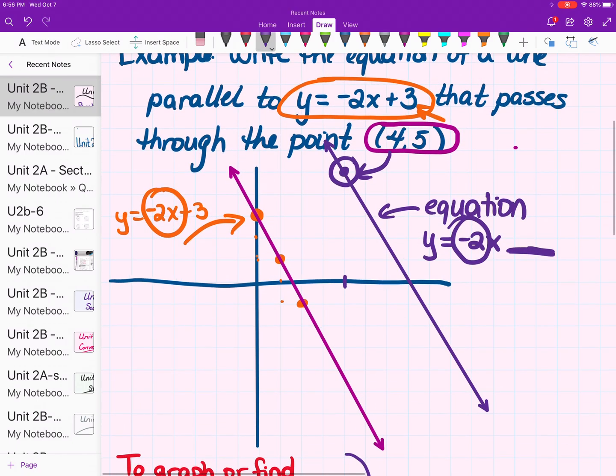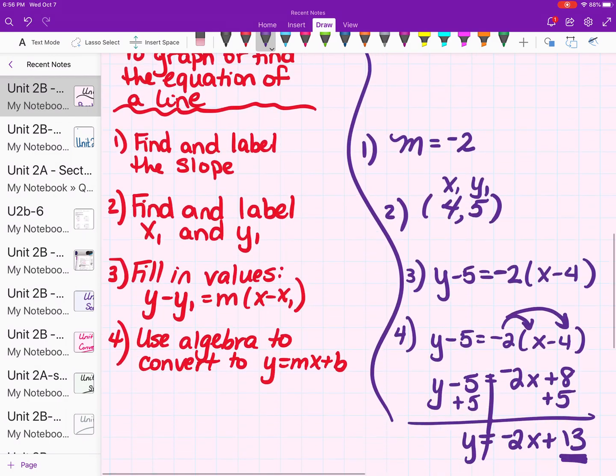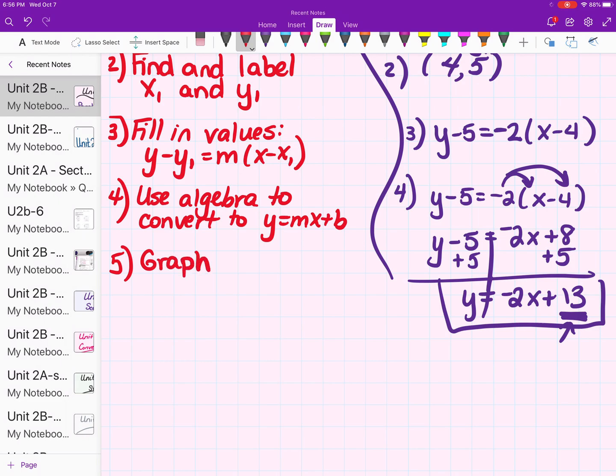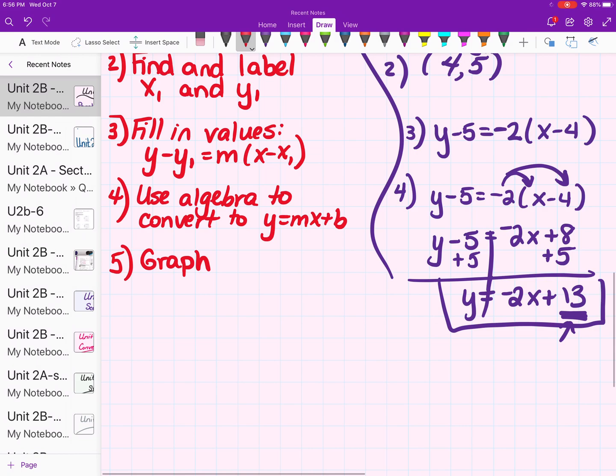Let's look at our purple line. Yep, because my grid is so big, 13 is going to be way up there. That is my y-intercept. This is the final equation of the line. And then if I ask you to, you can graph it before, or you can graph it after, okay? So that's example number 1.